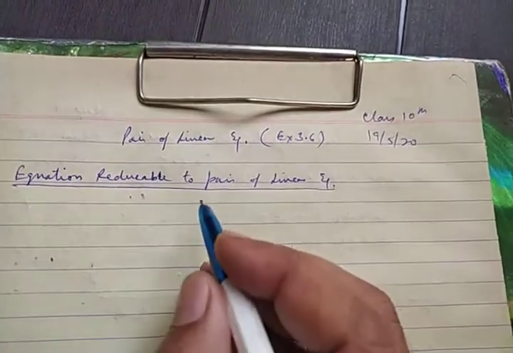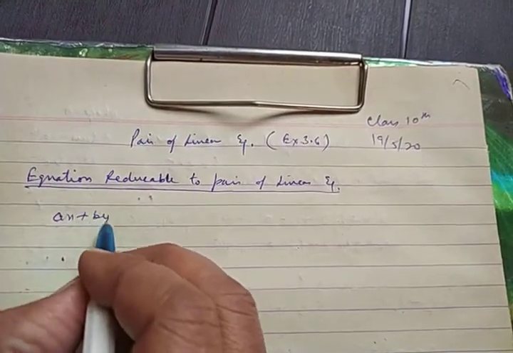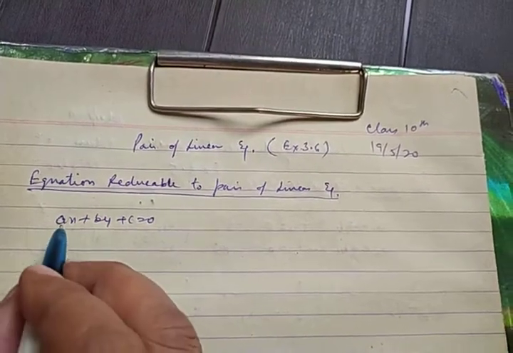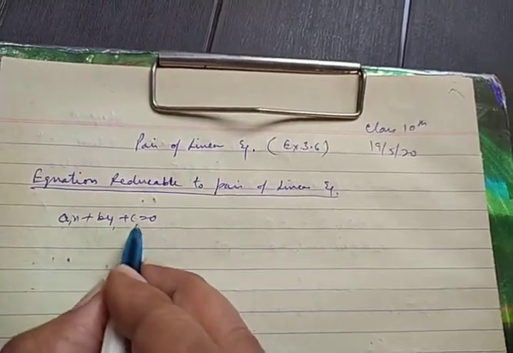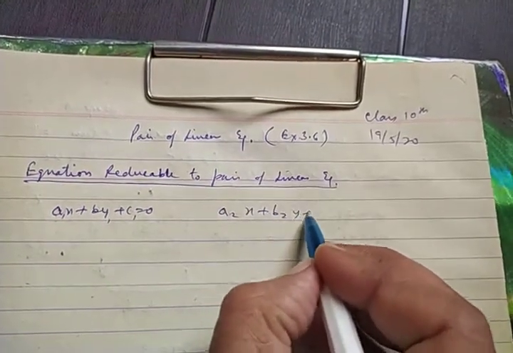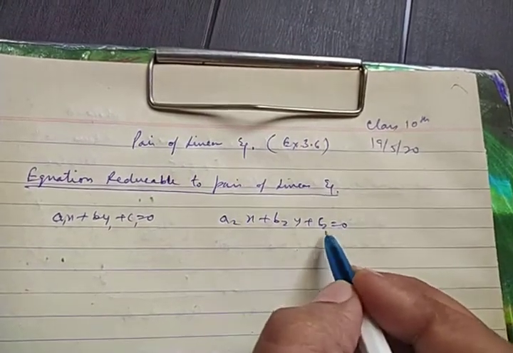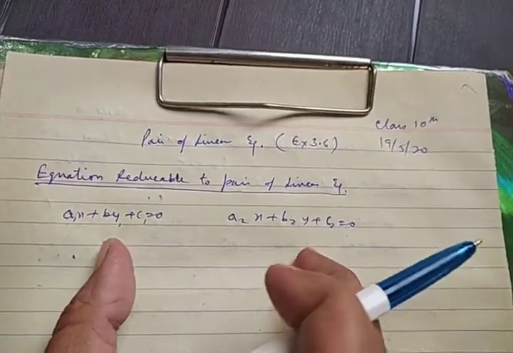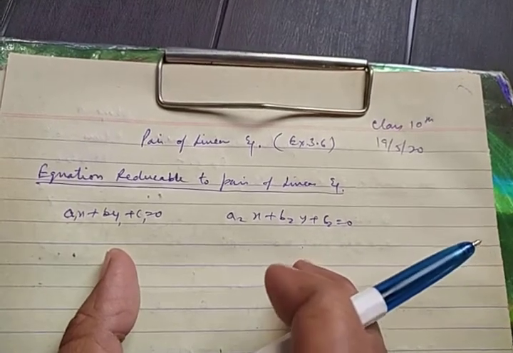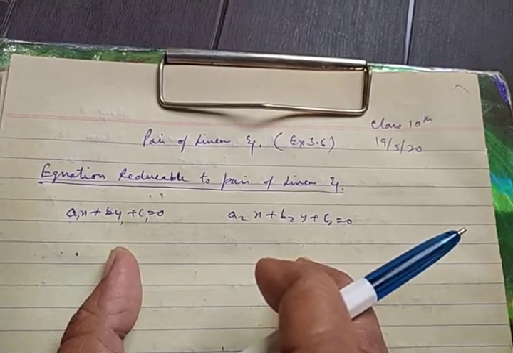The standard form of the linear equation was ax plus by plus c is equal to 0. When there were two equations, you considered a1 x plus b1 y plus c1 is equal to 0 and the other a2 x plus b2 y plus c2 is equal to 0. The questions in this exercise will not be in this format. You have to reduce the equation into this format, and the reduction may be done by assuming a certain quantity, by letting something.